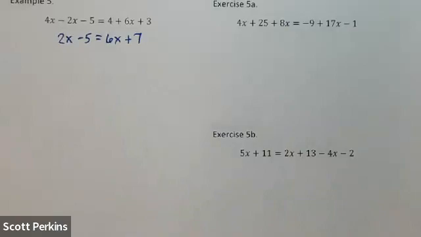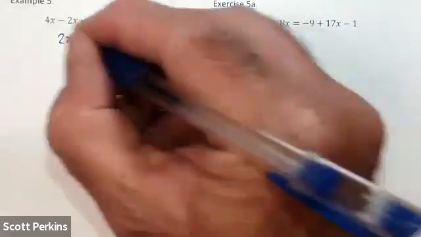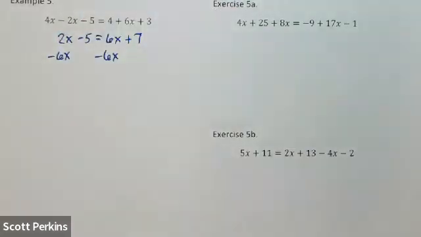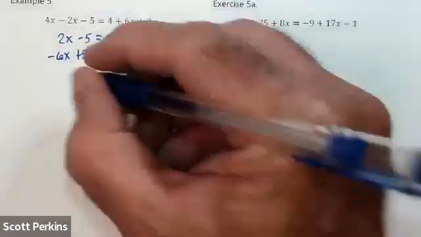So I'm going to put my x's on the left. I'm going to put my numbers on the right. I'm going to divide. I'm going to be done. Same thing every time. So I'm going to subtract 6x to put my x's on the left. I'm going to add 5 to put my numbers on the right.